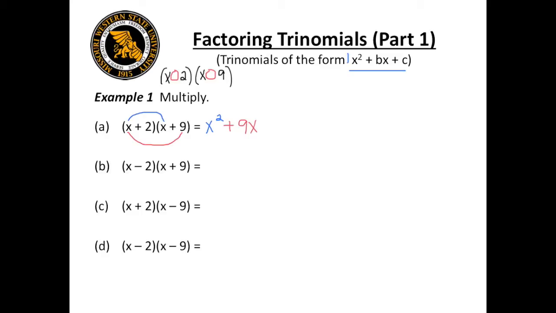Then we multiply the inner terms. That is, the second term of the first binomial and the first term of the second. Positive 2 times x is a plus 2x. And finally, we multiply the last terms. 2 times 9 gives us a positive 18. To complete our multiplication process, we now combine like terms. Notice that we end up with x squared plus 11x plus 18.